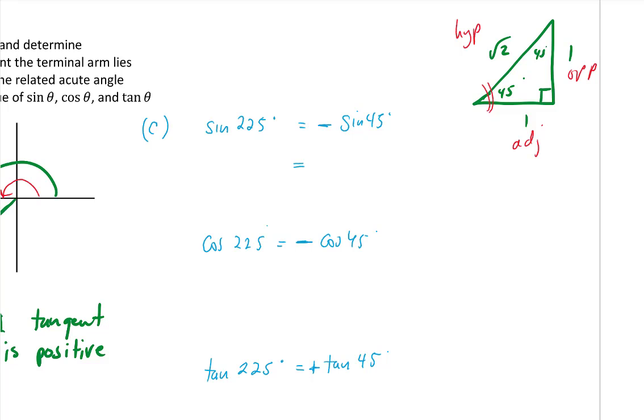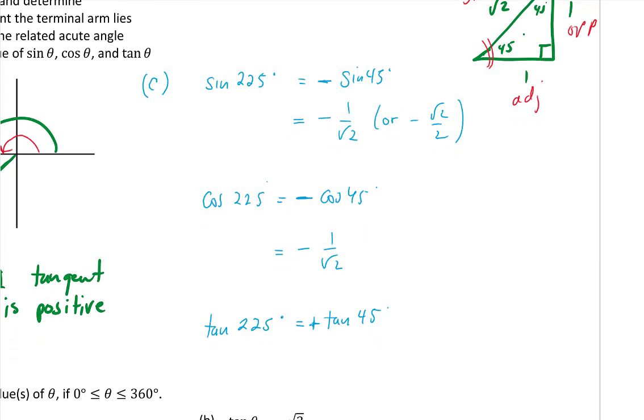So the sine of 225 is the negative of 1 over root 2, or the negative of root 2 over 2. The cosine of 225 is equivalent to negative 1 over root 2, again, which is equal to negative root 2 over 2. And the tan of 45 is equal to 1 over 1, which is just 1.